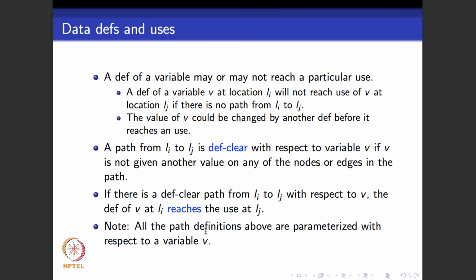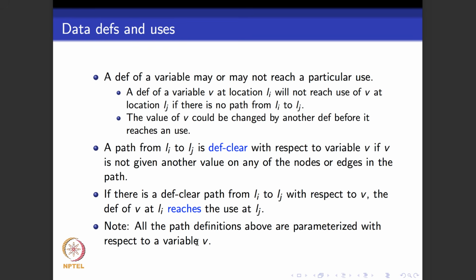So we talk about several kinds of paths in the control flow graph. So we say a path from a location Li to another location Lj is def clear with respect to a variable v if v is not given any other value on any of the nodes or edges in the path. So I take a control flow graph augmented with definitions and uses, take a location Li, take another location Lj. A variable v is defined at Li. Now there is a path from Li all the way to Lj, which could be another node or an edge. I walk along the path. In between in the path, if the variable v is not defined once again, then you say such a path is def clear, right? If there is a def clear path from Li to Lj with reference to a variable v, we say that the definition of v at Li reaches the use at Lj, right?